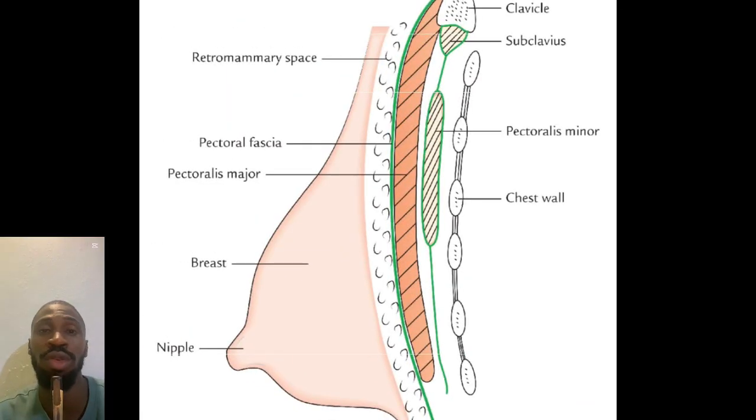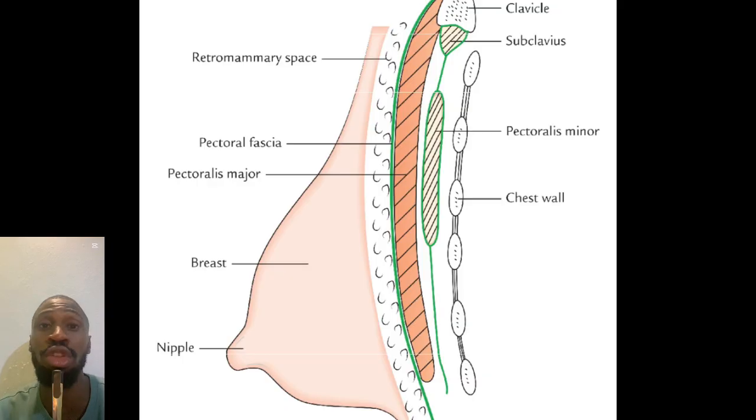So first of all, we'll start with the introduction of the mammary gland, or we can call it the breast. Anatomically, the mammary gland of the breast is a modified sweat organ present in the superficial fascia of the pectoral region.